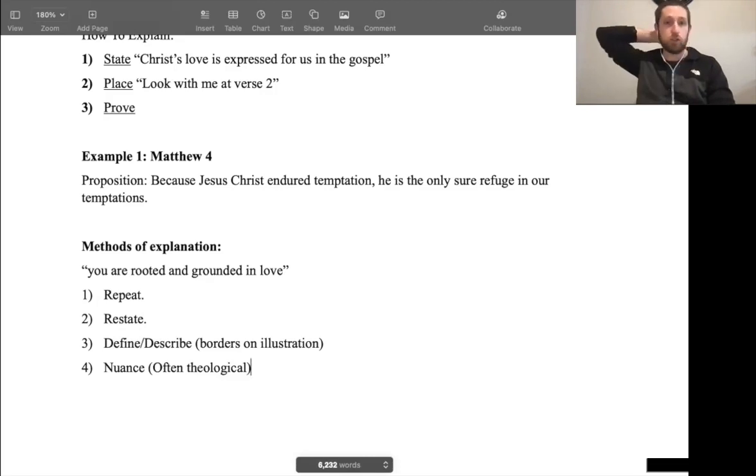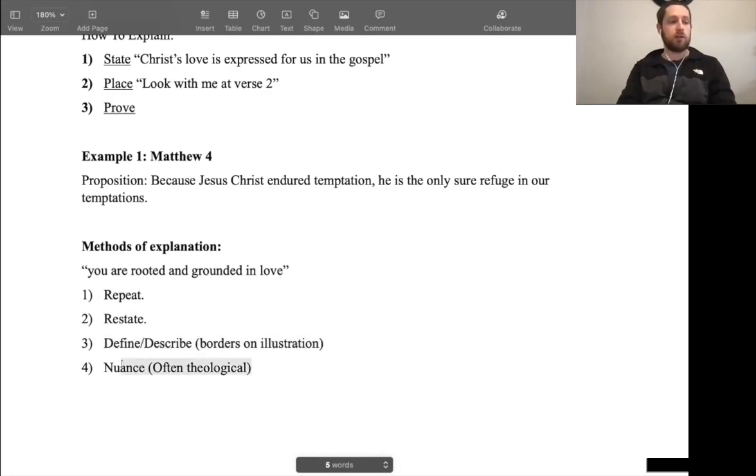Next is nuance. I'm nuancing, so it's often theological. Nuance means, now what I'm not saying is, that's what I say. I say what I am saying by clarifying what I'm not saying. So I'm doing that for this phrase, you are rooted and grounded in love. If I repeat it, we are rooted in Christ's love. We are grounded in Christ's love. It's like the roots of a tree that go deep into the soil.